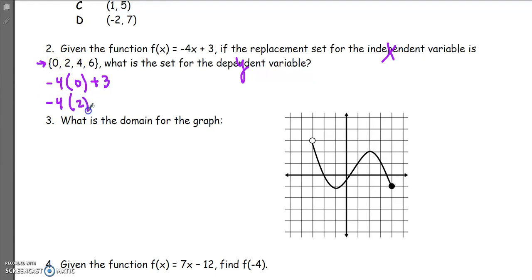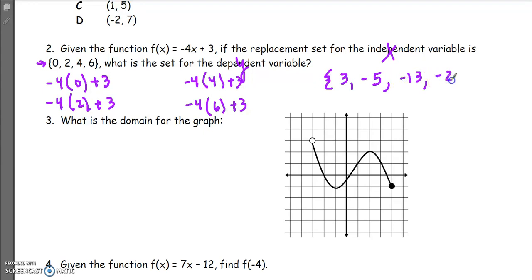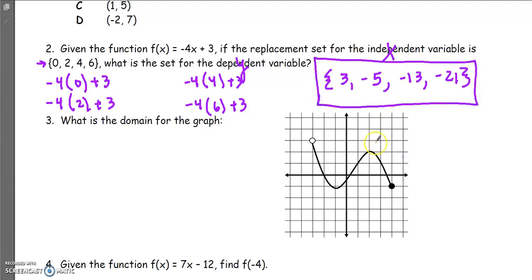-4 times 2 plus 3. I could do -4 times 4 plus 3, and then -4 times 6 plus 3. And if I worked all of those out, I would end up with a +3, a -5, a -13, and then a -21. These would be my y values. So that would be my dependent variable.